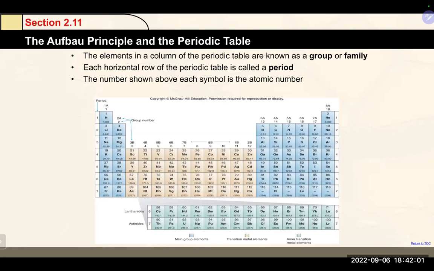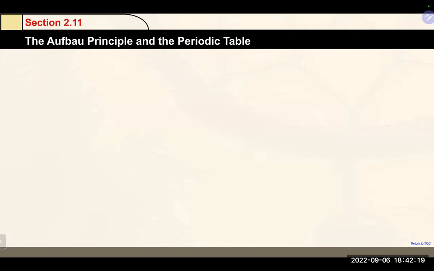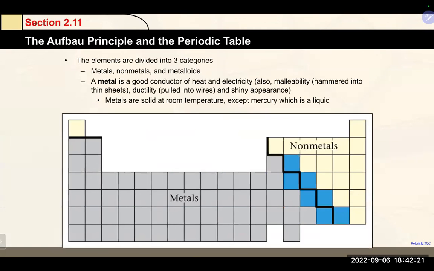The number up on top is what we talked about in the previous chapter. That is the atomic number, which, as you remember, is the number of protons, right? That is the number of protons there are. The number on the bottom is the atomic mass, which is not the mass number, right? It is broken up into 3 major categories.